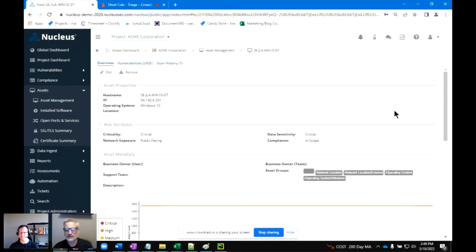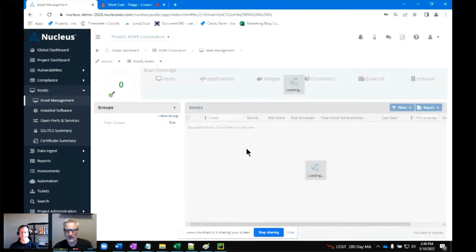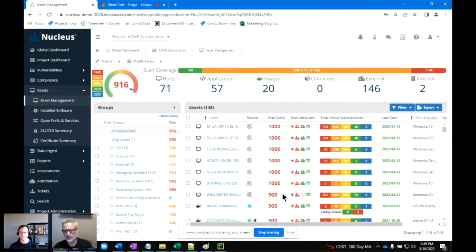Higher risk, right? Yes. So what I'm seeing here, Dave, is that the users are setting those individual risk attributes on specific assets, and that informs how Nucleus treats vulnerabilities on those assets in terms of risk scoring, correct? Correct. And you can see right here, these systems have a different risk score because the vulnerability counts are, well, here's the interesting thing.